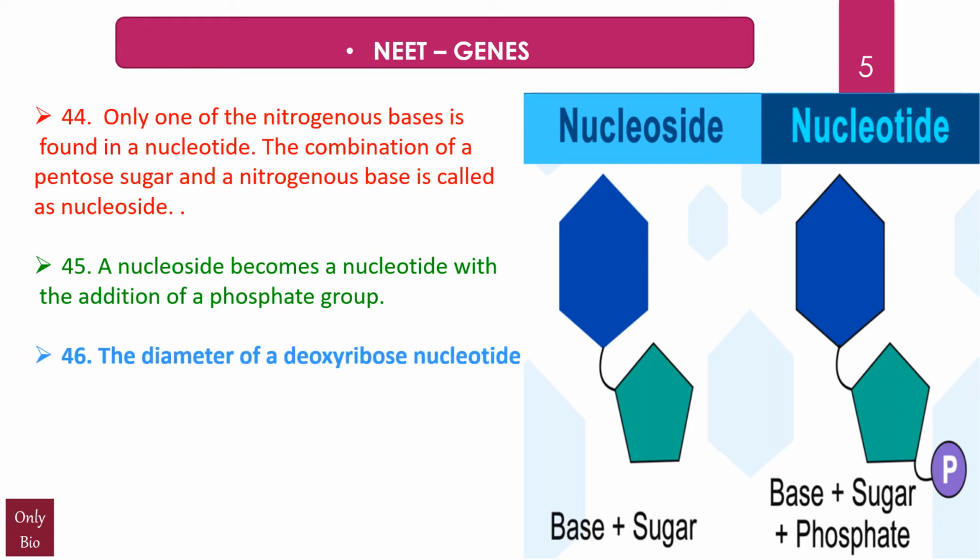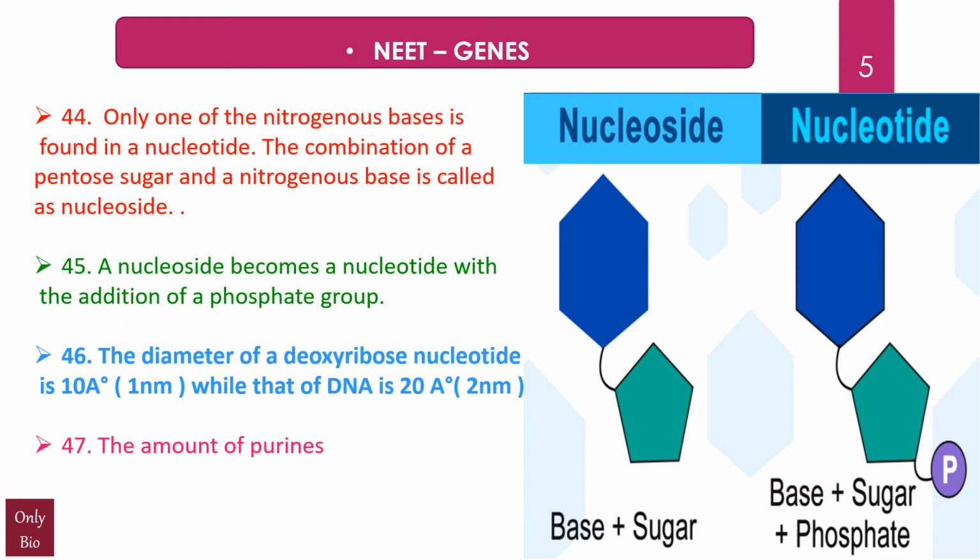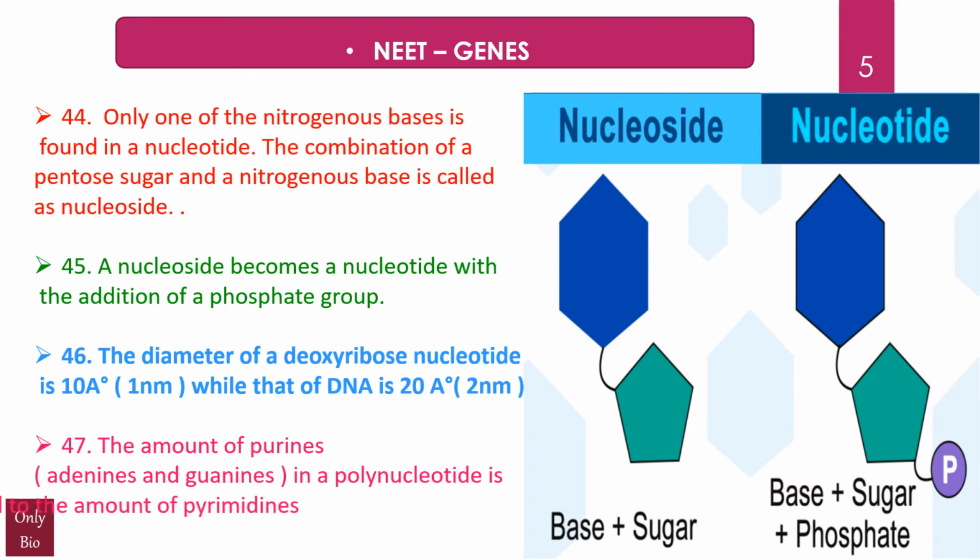Next, the diameter of a deoxyribose nucleotide is 10 Angstrom units, that is 1 nanometer, while that of DNA is 20 Angstrom units, that is 2 nanometers. Next, the amount of purines, that is adenine and guanine, in a polynucleotide is equal to the amount of pyrimidines, that is thymine and cytosine, in DNA.